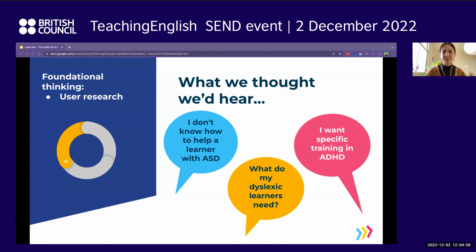So we'd expected the research to narrow the scope of the toolkit and give us a specific area of SEN to focus on. For example, if all participants had told us they needed training in one specific area, we might have focused on that. But we didn't hear teachers specifically asking these things. We didn't hear them saying, I don't know how to do this, or I don't know how to do that, or I want this specific training.